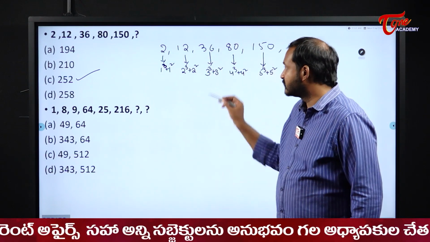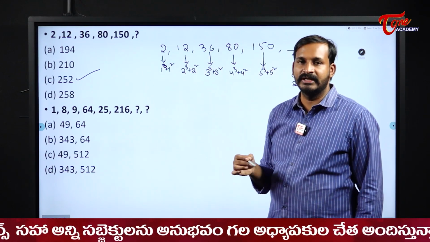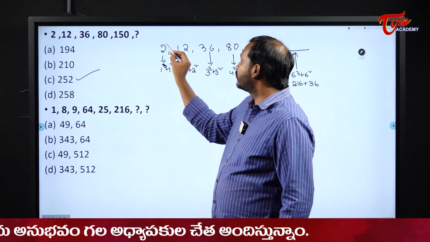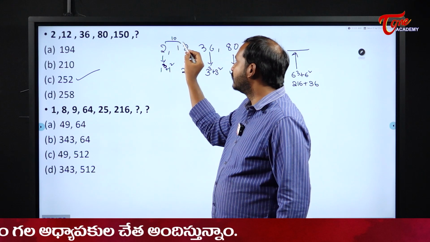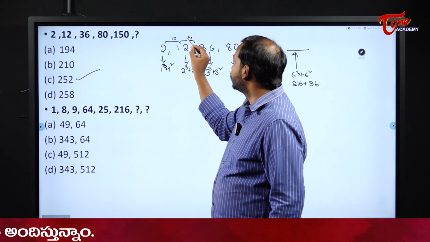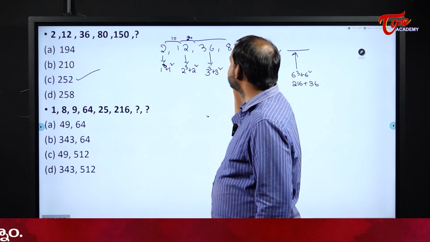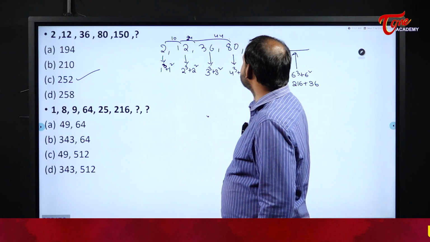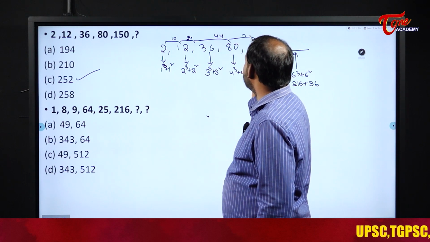Identifying this type of numbers will be a little bit tough. If you identify it, it is good. Or else what is the other process usually done? We will write the difference. Here it is 10. Here it is 24. Right? Next it becomes what? 44. Next it becomes 70.